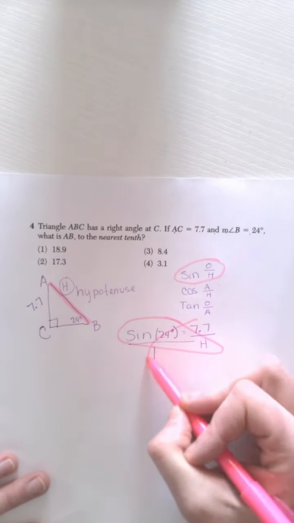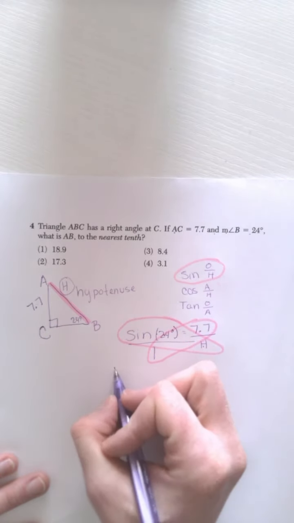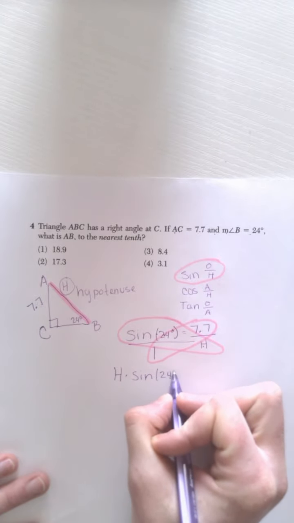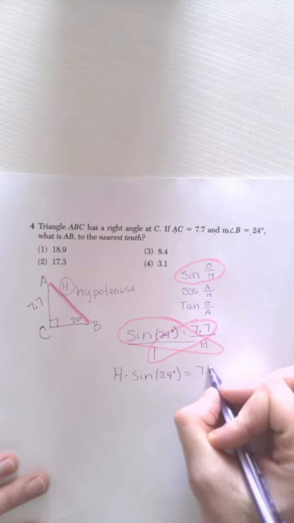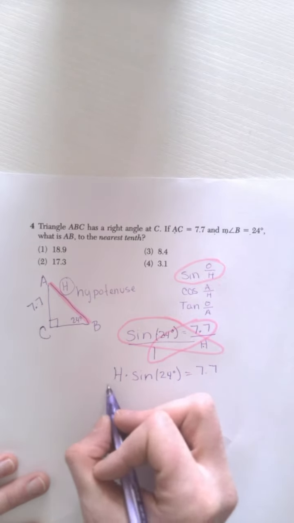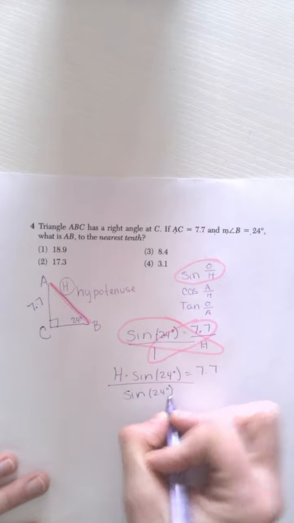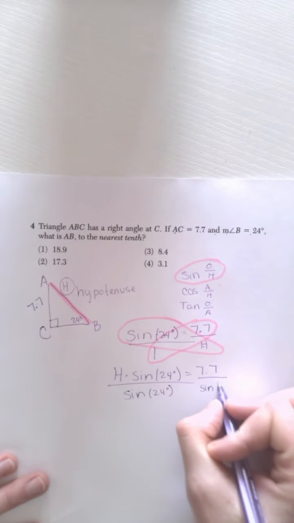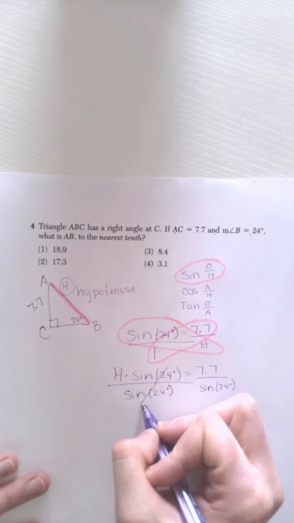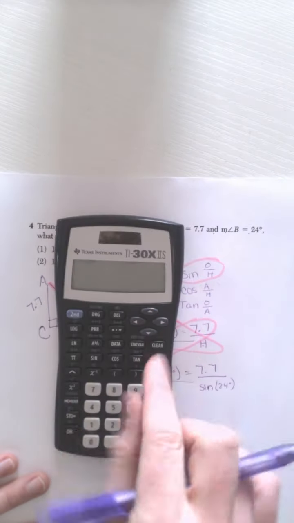I have sine of 24 degrees times h, and I have 7.7 times 1. So the new equation is h times sine of 24 degrees is equal to 7.7. To get h by itself, I need to get sine to the other side of the equation. Because h and sine are being multiplied, I'm going to use the opposite operation and divide both sides of the equation by sine of 24. Sine of 24 divided by sine of 24 cancels out, and I'm left with just the variable h.